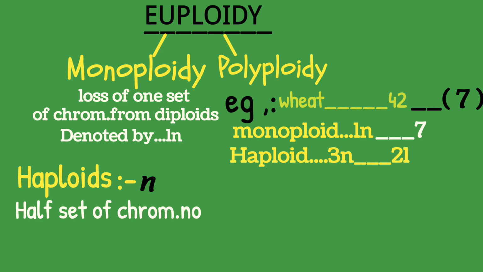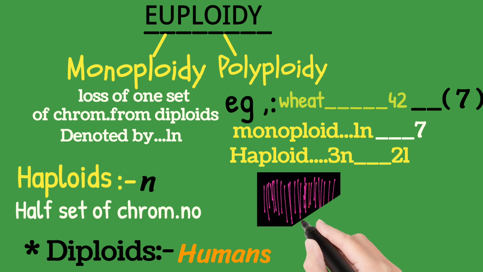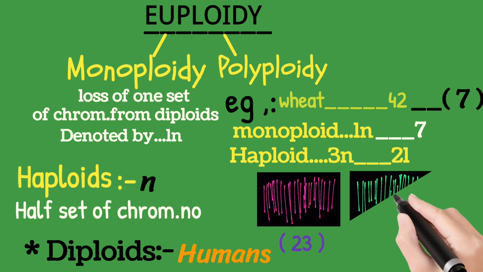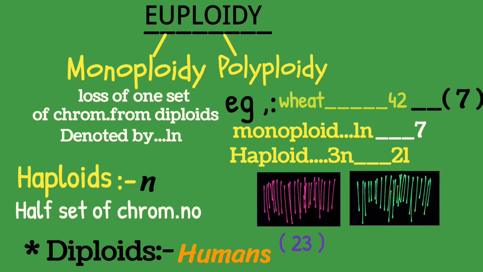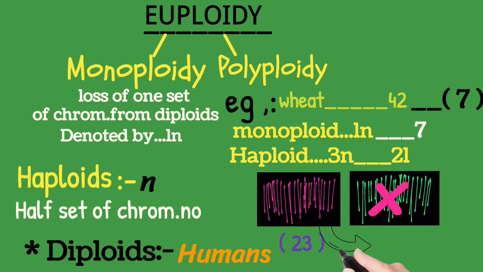Now one more important point here. Let me write. In diploids, suppose humans, we are diploids normally. We contain two chromosome sets, 23 plus 23. Right? Let's assume one set gets lost from the body. When in diploids one set gets lost, it will form haploid as well as monoploid. So in other words, we can say in diploids, monoploid and haploid are the same. Hope you got the concept.